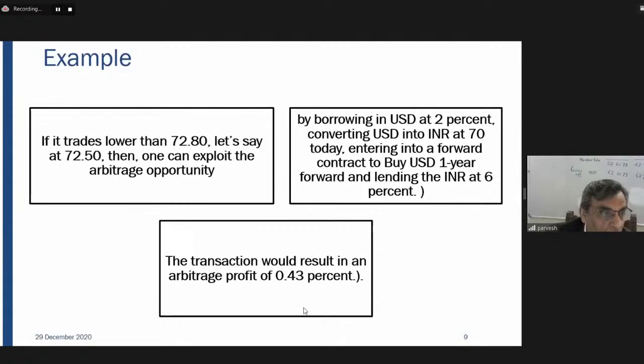The arbitrage profit is always a riskless profit. So you have covered all your corners, and you have got a 0.43% return on your investment, or a 0.43% gain on your money.